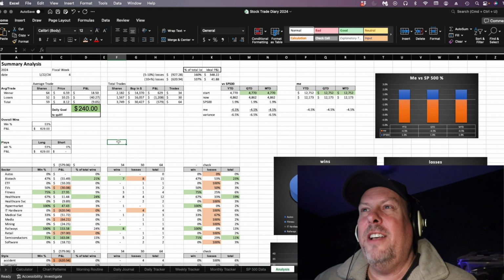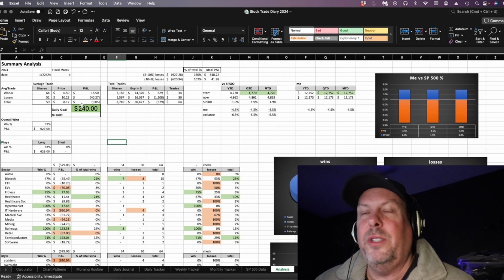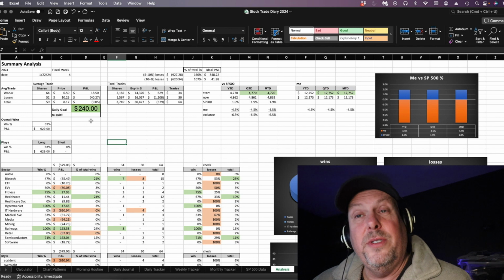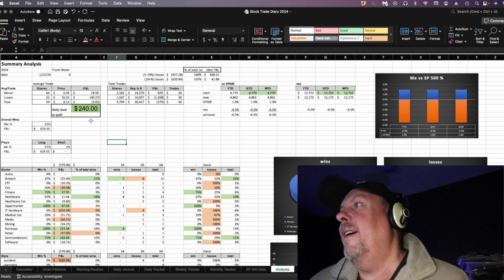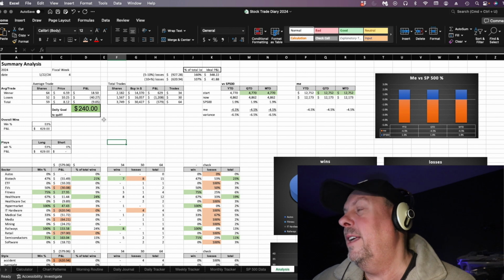And now I have my analysis. I have all my trades brought in here, and you get your average per trade. Here I'm actually losing. I have my daily goal to quit if I can make 240. That'll be enough to live off 100 and use the other 100 to keep growing the account, obviously. But I'm not there yet, so I need to keep all the money in the account.